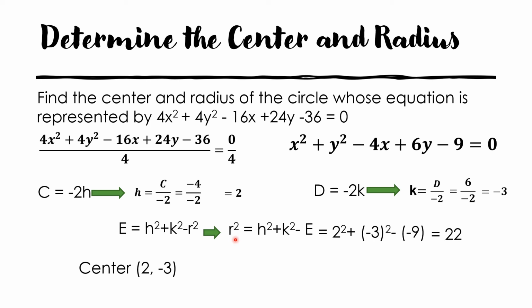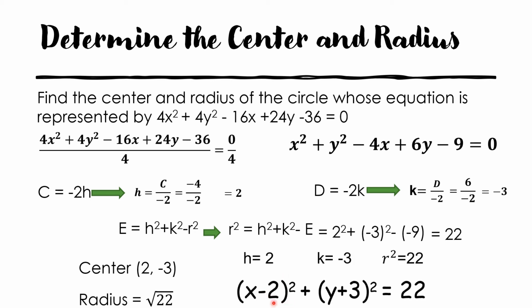So to solve for the radius, get the square root of 22. That is square root of 22. Ito na yung measurement ng radius natin. And kapag nilagay siya sa center radius form, we have (x minus 2) quantity squared plus (y plus 3) quantity squared is equal to 22.